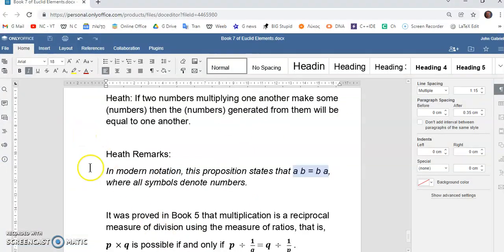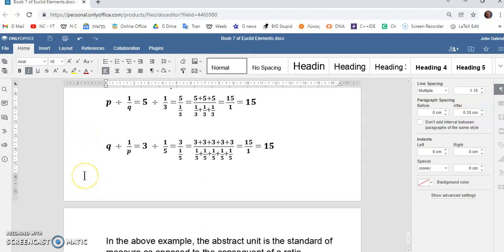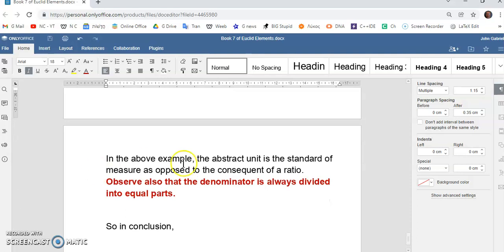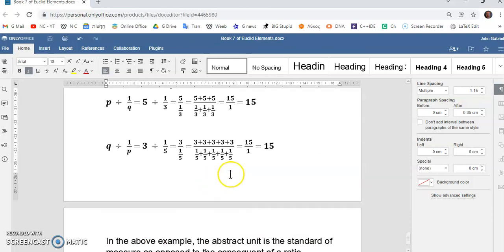So I've given you that example, and notice that in the example I just showed you, the abstract unit is the standard of measure as opposed to the consequent of a ratio. Observe also that the denominator is always divided into equal parts, okay? So unless you have the denominator or the consequent in equal parts, it's impossible to actually do a measure in algebra of this particular product, okay?